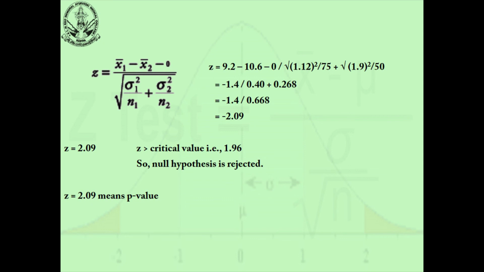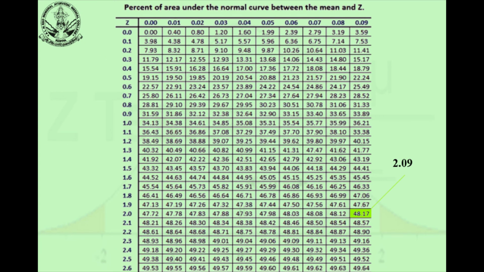Now if we want to see 2.09, where is it coming? In the table, if you see the row 2 and go to the column 09 at the end, it comes at 48.17. 48.17 means, doubled, 96.34.